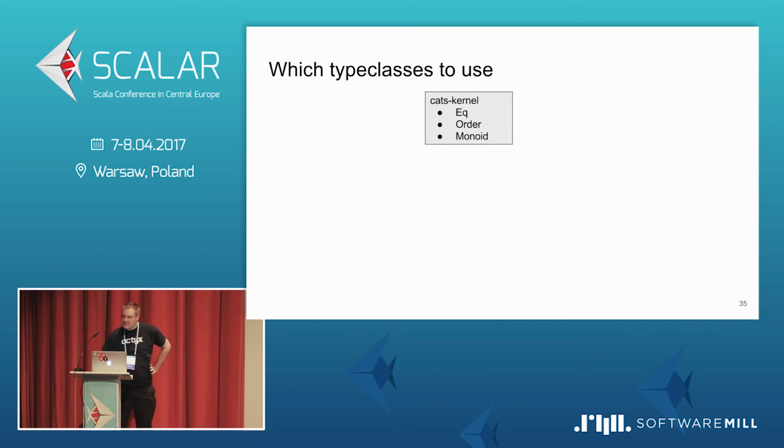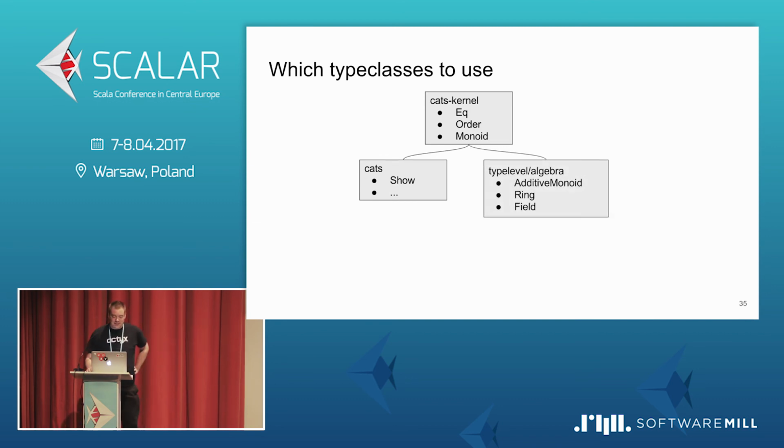There's a library called Cats Kernel, which you usually don't see. But this is a dependency of Cats, and this contains the very, very basic type classes like Eq and Order, which you're definitely going to need for most data structures. And then there's Cats, obviously, which has lots of very complex higher order stuff, but also has Show, which you also probably want to implement. And then there's Algebra, which has some more algebraic data structures like additive monoid, ring, and field.